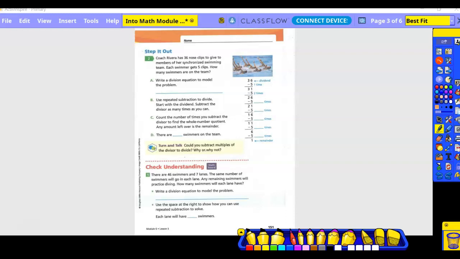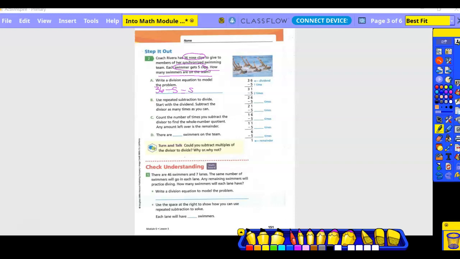So we need to pull out our stuff. So what are we pulling out? 36 nose clips. Each swimmer gets 5 clips. And then how many swimmers are on the team? So what is my division problem? 36 divided by 5 equals the number of swimmers, right?